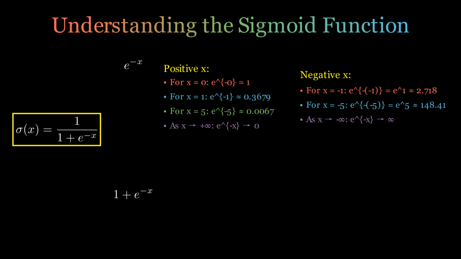Adding 1 to the exponential term ensures that the denominator is always greater than 0, preventing undefined behavior from division by 0. Dividing 1 by the denominator ensures the output is always between 0 and 1, which is why the sigmoid function is commonly used to represent probabilities.